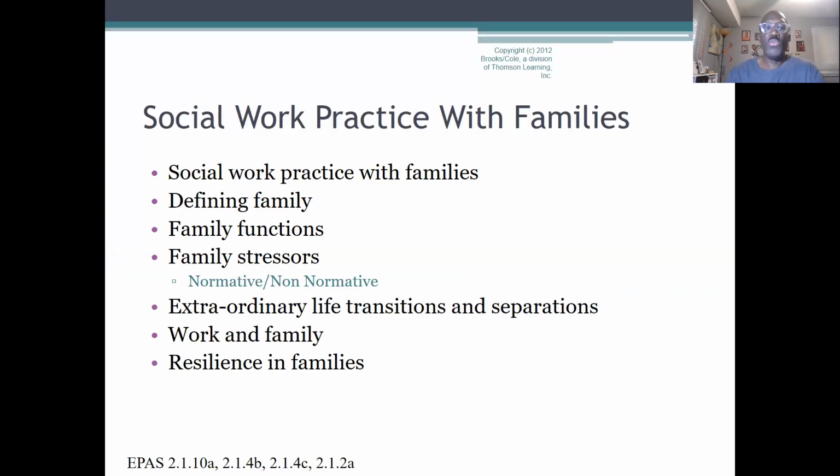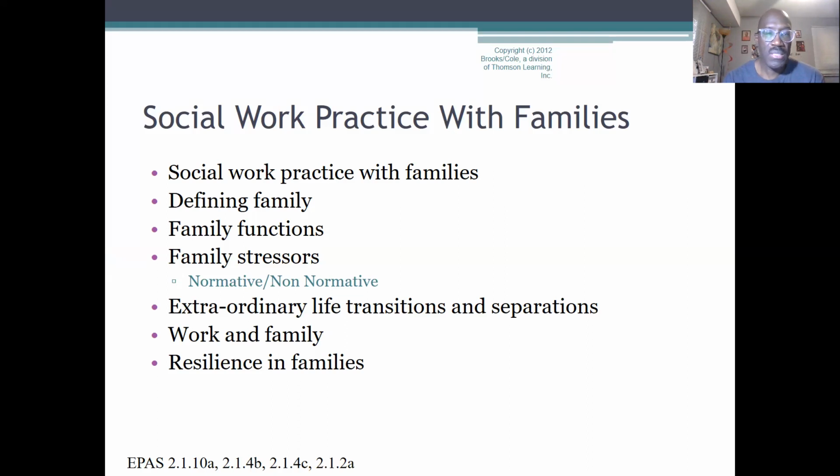So when we think about social work practice with families, there are some things that we really need to pay attention to. And so it's about how family is actually defined. And you will see that there is no one single definition for family that fits everyone.